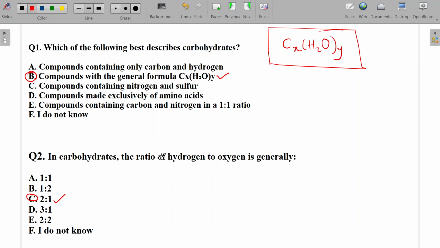You've seen how they've arranged this because they've said hydrogen to oxygen. So meaning that it's hydrogen to oxygen. So it says hydrogen is 2, oxygen is 1. So it is 2-to-1. Okay, don't forget.